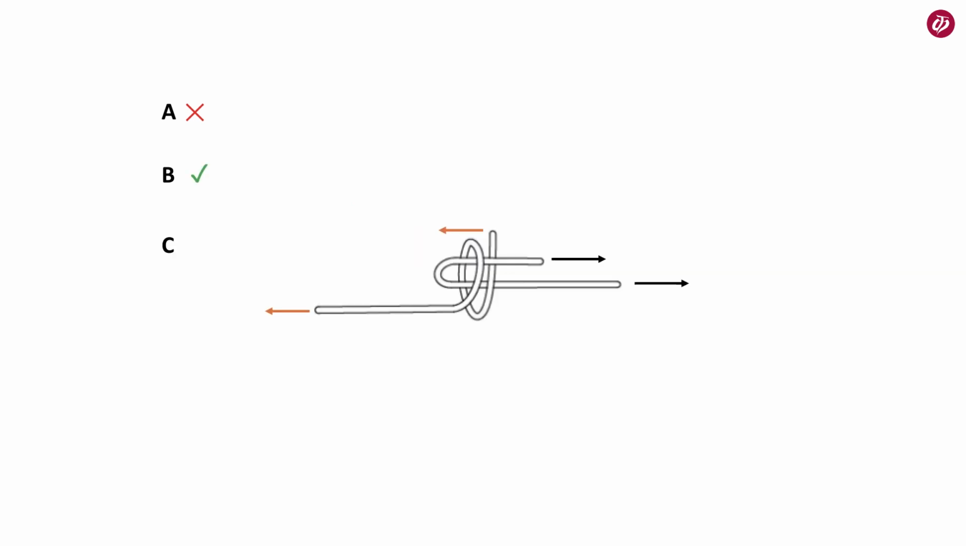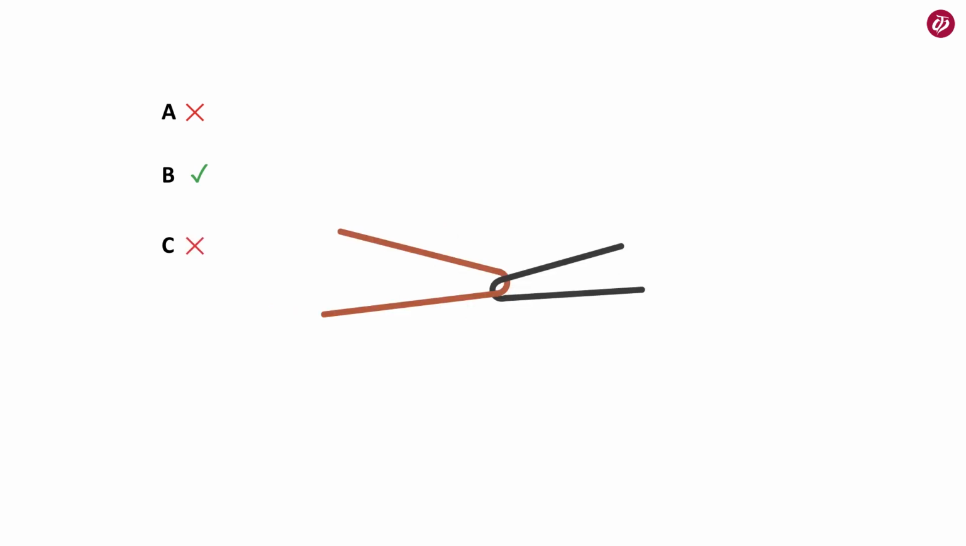Moving on to option C, we again see that it's just a single solenoid loop here, and if we try to pull it, it will again turn out to be a similar kind of arrangement as in option A. So C is also not capable of forming a knot.